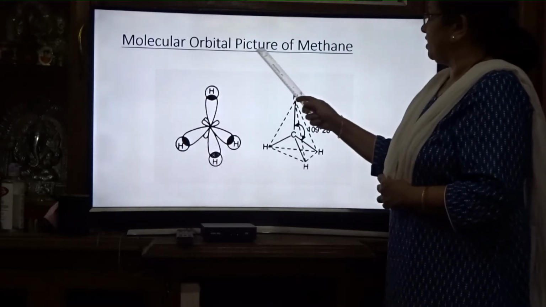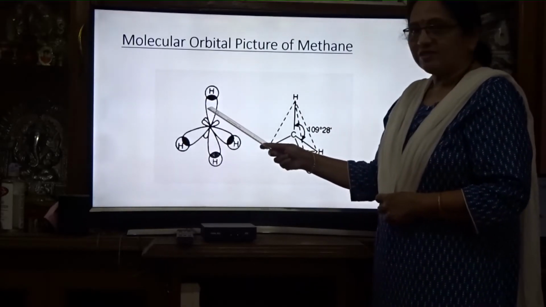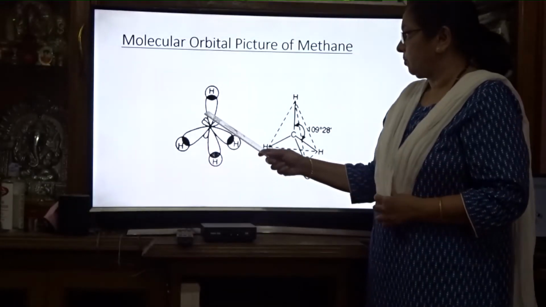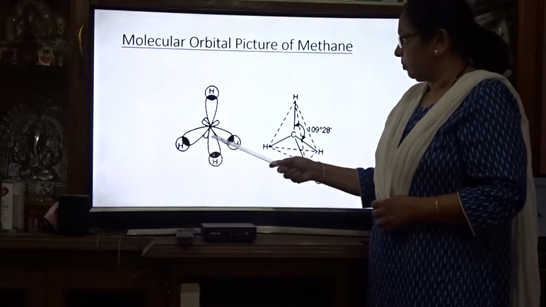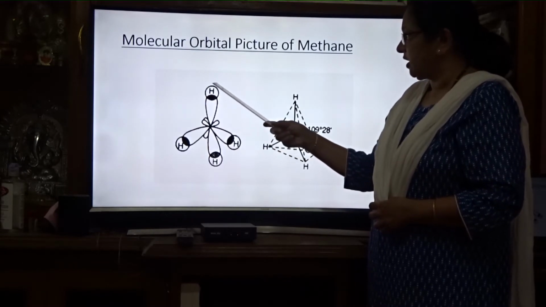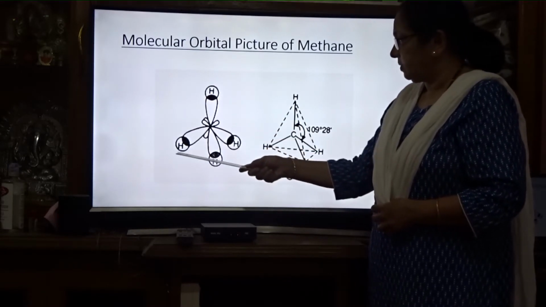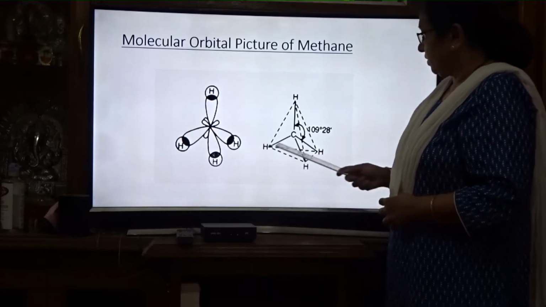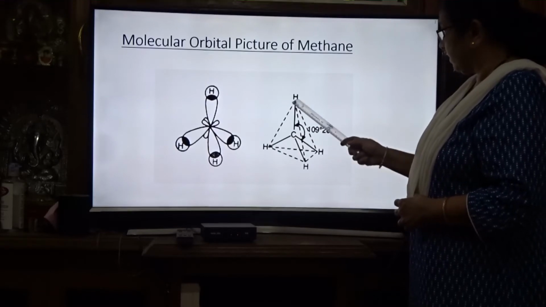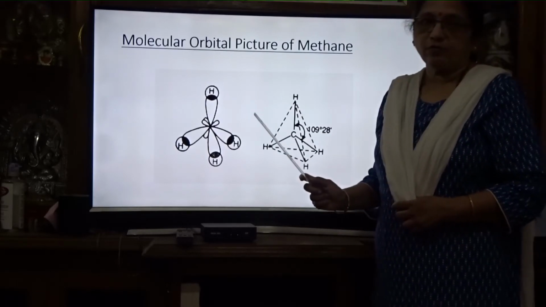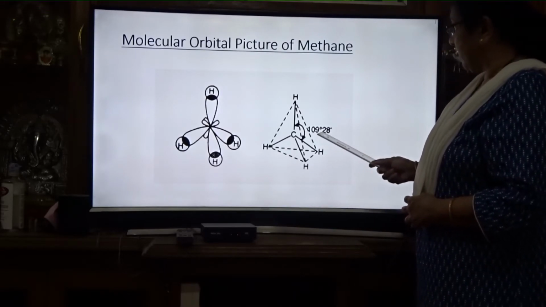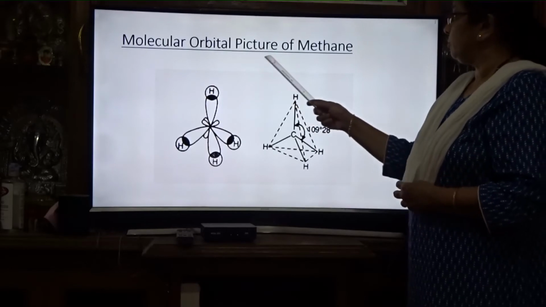So this is the molecular orbital picture of methane. In sp3 hybridization 4 hybrid orbitals are formed, 1, 2, 3 and 4. Here is the carbon with 4 hybrid orbitals. The 4 hydrogens share their electrons with these hybrid orbitals, forming CH bonds 1, 2, 3 and 4. 4 covalent bonds are formed. The shape of the molecule is tetrahedral and the bond angle is 109 degrees 28 minutes.